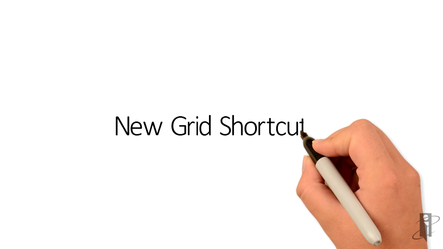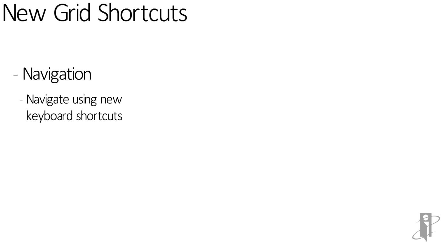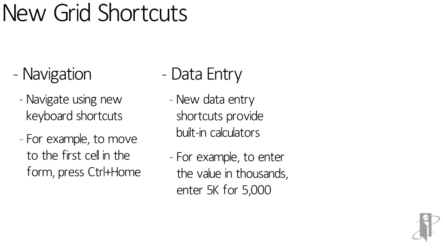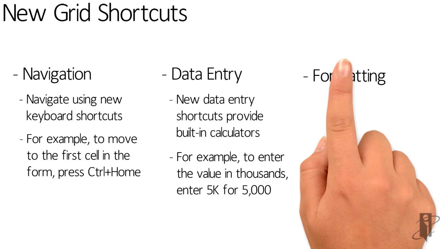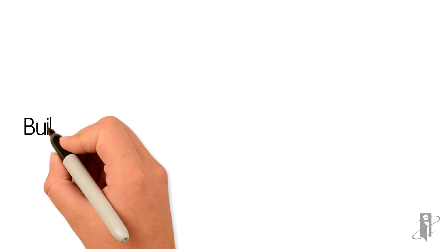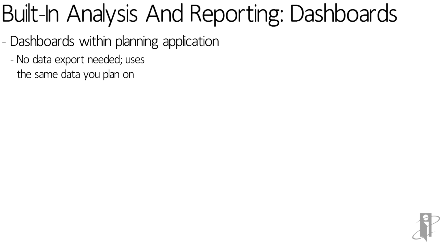There are new great shortcuts to improve the user experience when working in the data form. Through navigation, you can use keyboard functions such as Control Home to move to the first cell in the form. For data entry, you have new data entry shortcuts which provide built-in calculators such as entering 5K for 5,000. For formatting, you can combine keys to format values such as Ctrl-Alt-B to bold a value. You can build dashboards within planning fairly easily using data forms and charts.